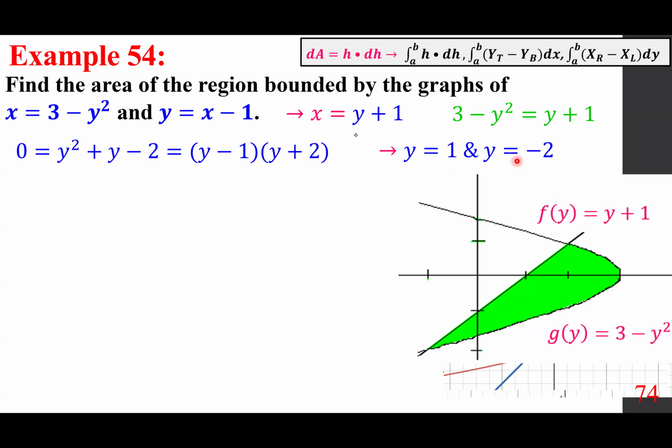Let's plug in 1. It's easier to plug it in here. If y is 1, x must be 2. Plug in -2, then x must be -1. And verify it with this one. So those are the two pairs, everybody.